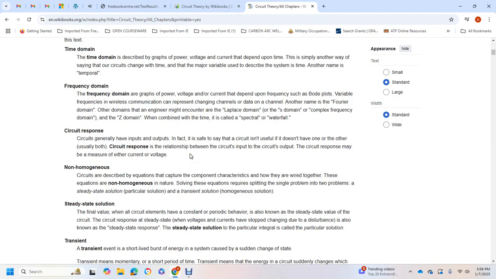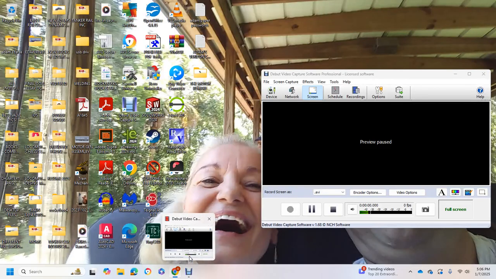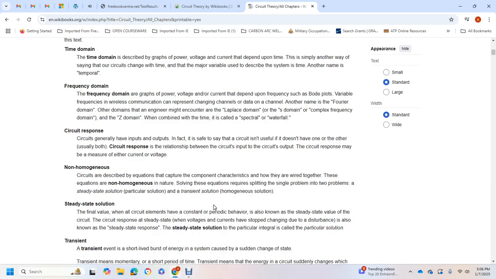Non-homogeneous circuits are described with equations that capture the components characterized by the wires together. These equations are non-homogeneous in nature. So if the equation requires splitting a single problem into two problems: the steady state solution, the particular solution, and a transient solution, the homogeneous solution.